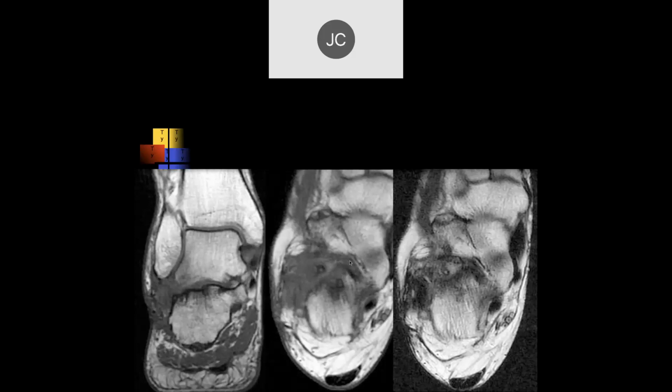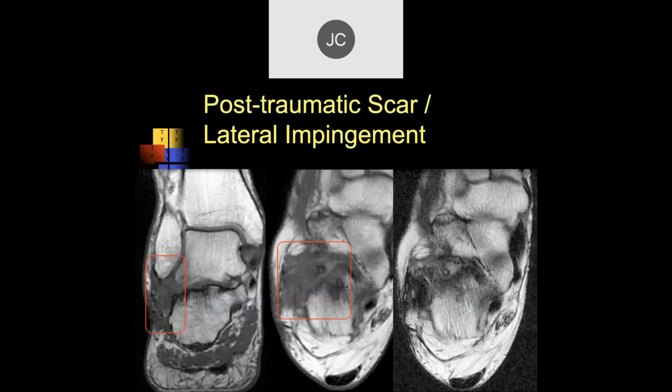Some bony erosive changes, something that we've seen in the past with something like rheumatoid arthritis. But this turned out to be post-traumatic scar in someone who has lateral impingement that we'll talk about later. And that's obscuring the peroneal tendons, which are involved with severe tendinopathy in this particular case.